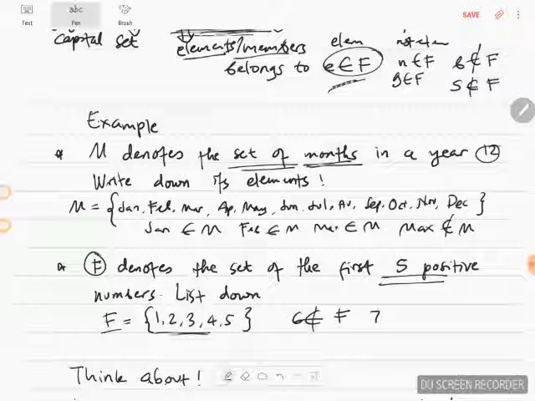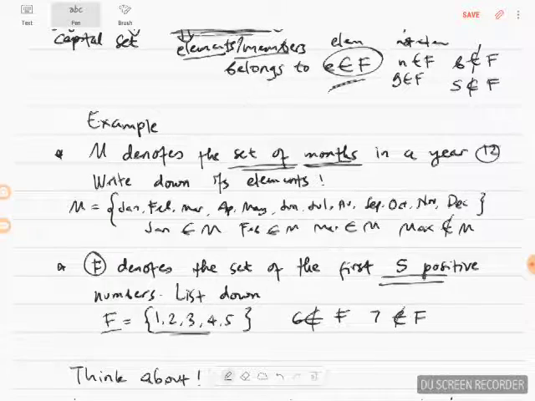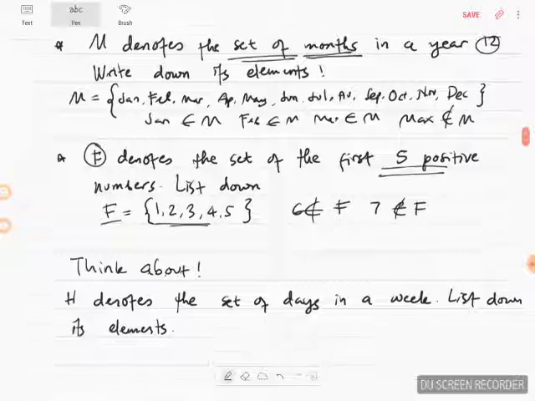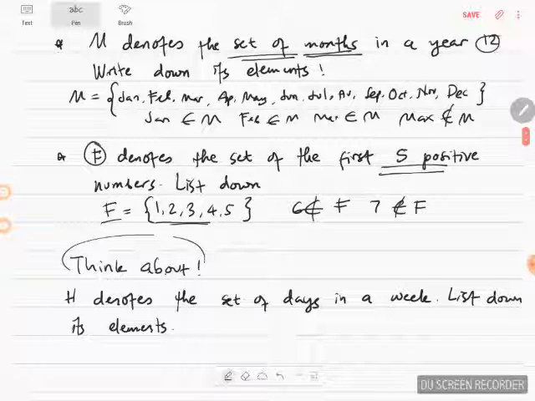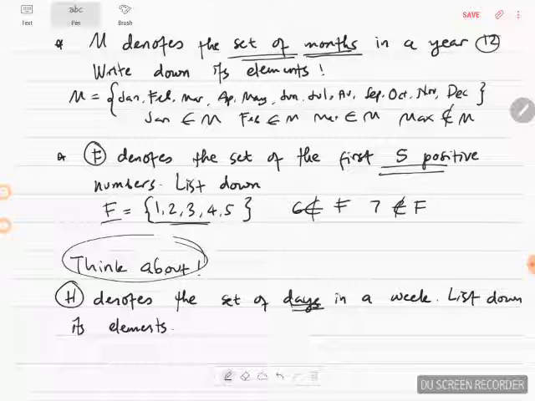Let's go to your homework, and then you can do it at home, and later you can come back to match your answer with my answer. Think about it. It means your homework. H, letter H, denotes the set of days in a week. List down its elements. Now, pause the video and do your homework for a minute or some seconds and then come back. If you've gotten the answer, try to match your answer with mine.